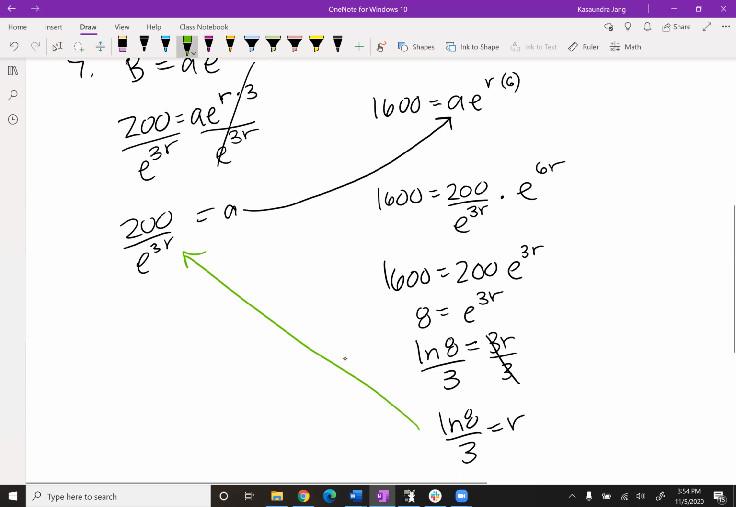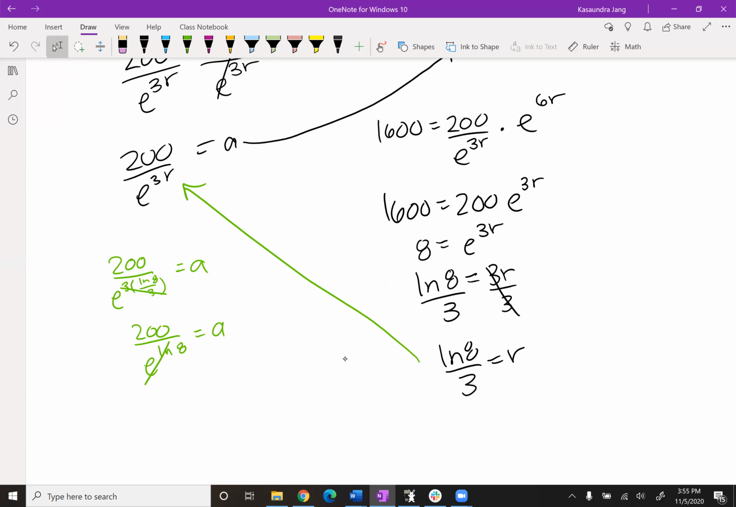So if I sub that into this equation, I've got the 200 over e to the 3 times R. As messy as this R is, it actually kind of works out. Like the 3's divide out. And then I've got an e raised to a natural log, which, bam, those are gone. So I end up with whatever 200 divided by 8 is, right? So let's do 200 divided by 8. What do we got, like 25? For the A.